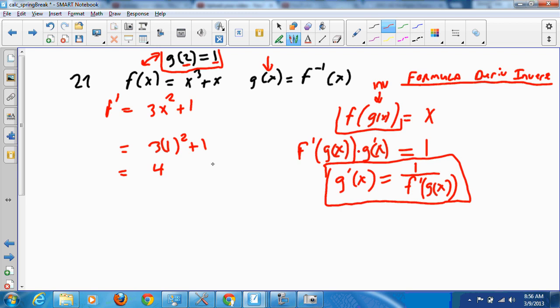And what is g of 2? Well, g of 2 is equal to 1. That's what they stated here. So really what we have is 1 over 4 times 1. And so that gives us that the slope is equal to 1/4.